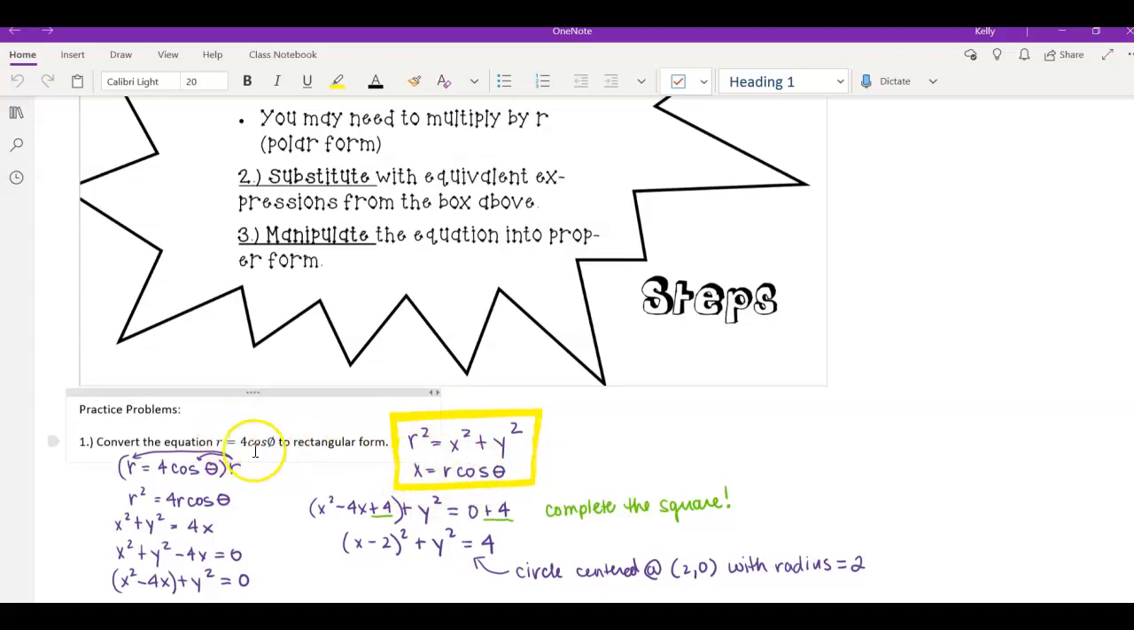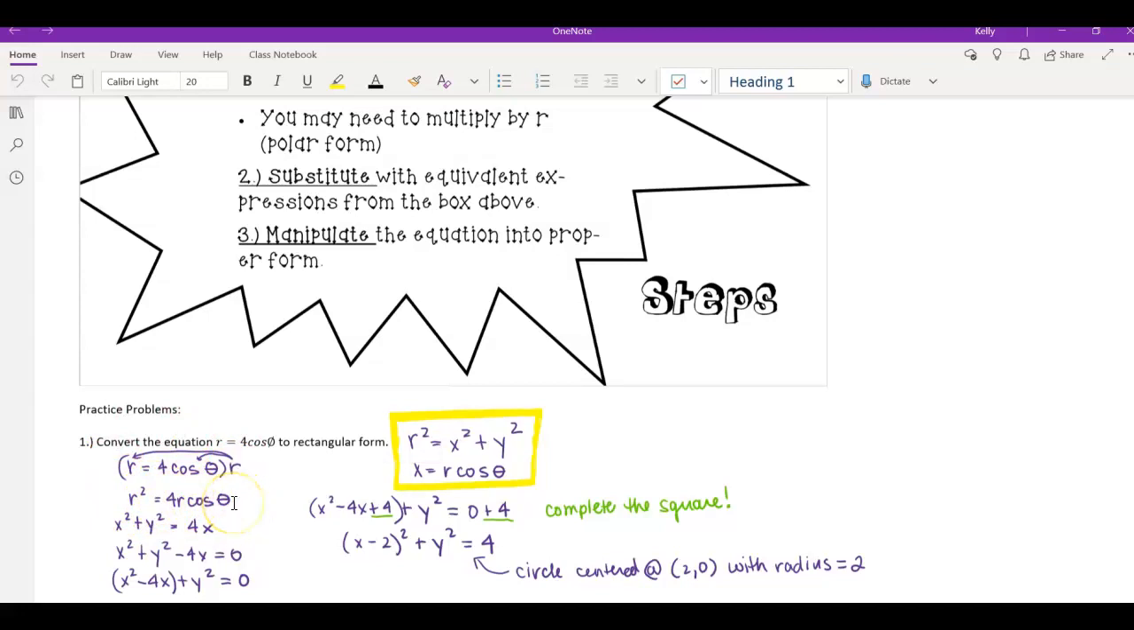Now, I can't do anything at the moment because I only have one r value and the equation I want to use has an r squared value. So I need to multiply by r so that I get an r squared value. So that's what I did first. I took the original equation and multiplied by r. Distribute that and you get r squared equals 4r cosine theta.